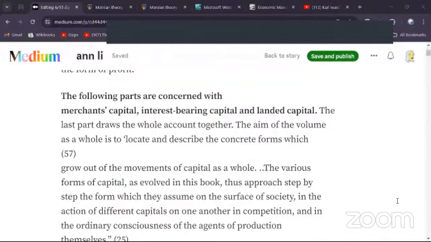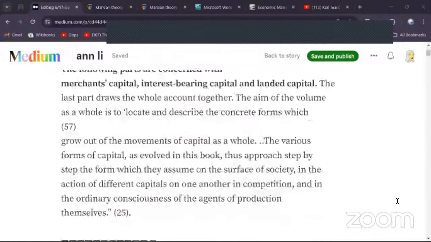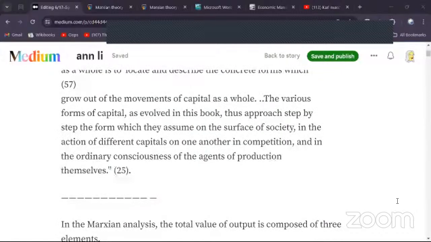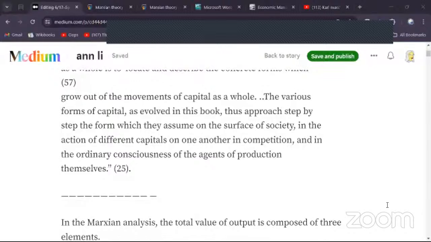And lest you think that's unimportant, when you buy a car, it's always at work. Worse if you're buying something used. So that's the whole point of asymmetric information, or lemons, as some people refer to it. And in the ordinary consciousness of the agents of production themselves, so that's operative everywhere.